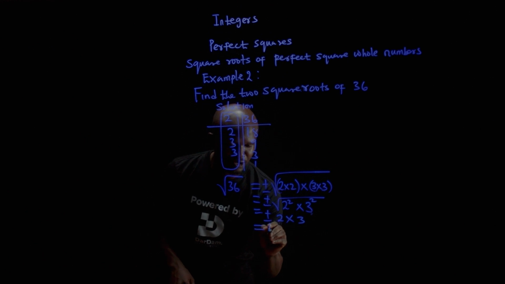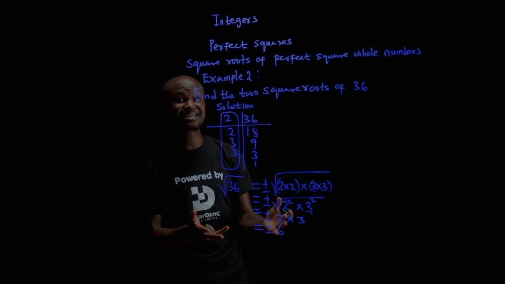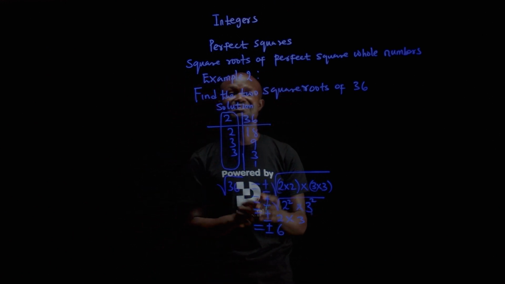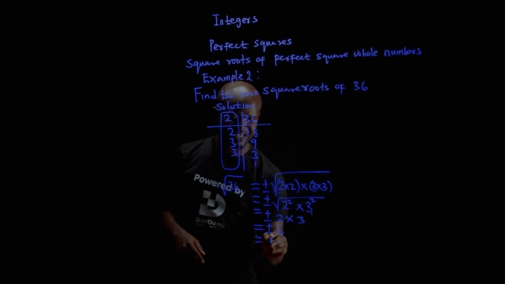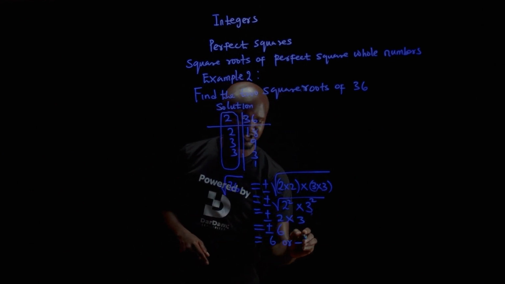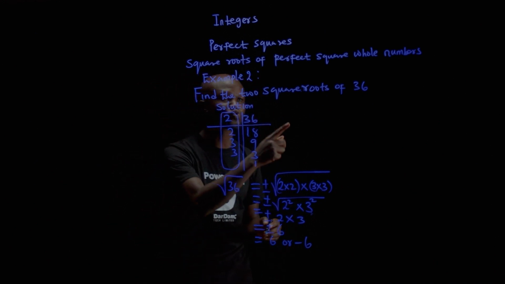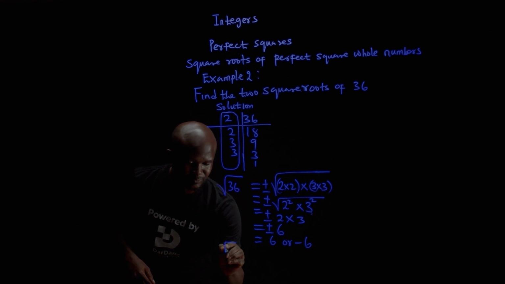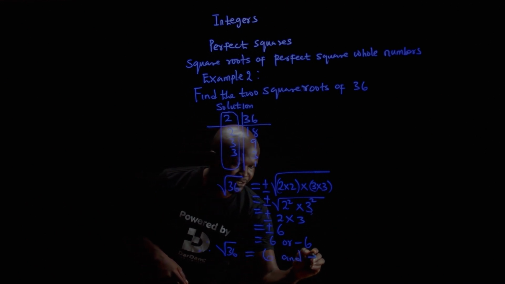So this is now plus or minus what? 2 times 3, 6. Because 6 times 6 also will give you 36. So the square root of 36 is plus or minus 6. So we can write this as 6 or minus 6. And we were asked to find the two square roots of 36. So we can now conclude that the square root of 36 equals 6 and minus 6.